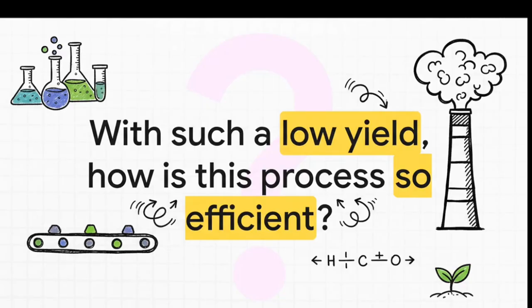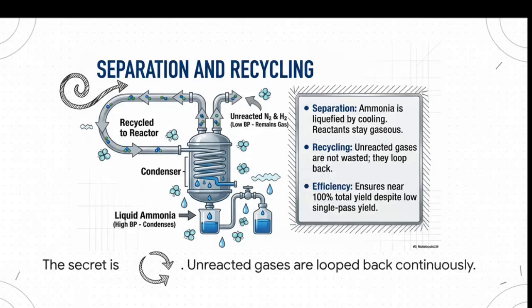So that's the big question, isn't it? If your yield is so low on each pass, how can this possibly be an efficient, world-changing industrial process? How does that work? And here's the secret sauce: recycling. It's that simple and that brilliant.